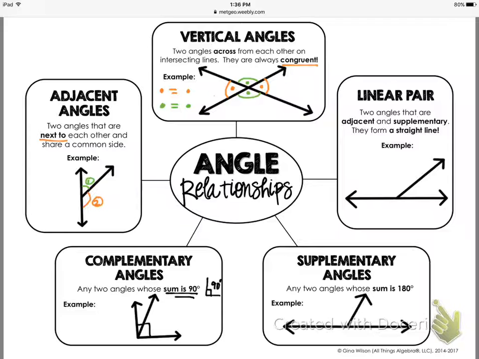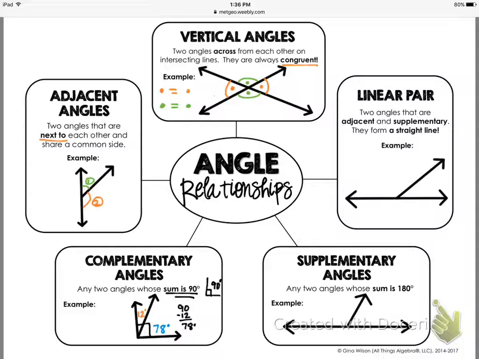So for example, in these angles, their sum is going to equal 90. So if this first angle is, say, 12 degrees, then the other angle would have to add to give you 90. So 90 take away 12, and that would give me 78 degrees. So my second angle here would have to be 78 degrees. Since 12 plus 78 is equal to 90, we can say that these are complementary angles.